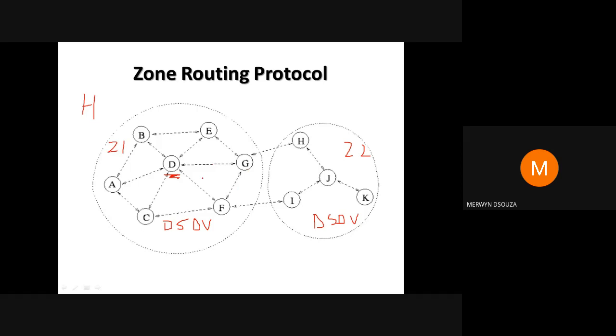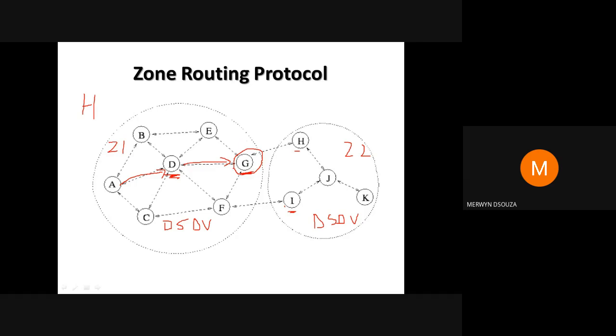But suppose you want to send a packet from one zone to the second zone, then you will be identifying the nodes that are on the border. So for example, here you can see G is the border node. Similarly, H and I are the border nodes for the second zone. So from the border nodes, you'll be sending the packet. Suppose A wants to send a packet to J. So A will find the shortest path to the border node, which in this case is G. So suppose this is the shortest path, we will forward the packet to the border node.